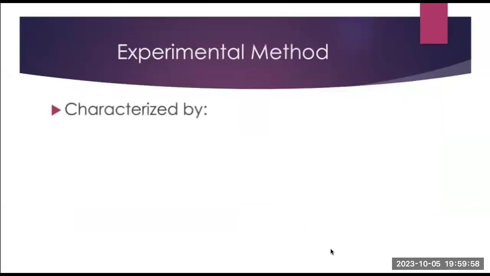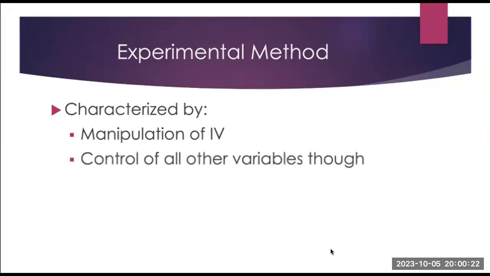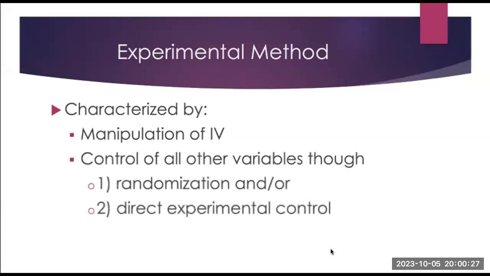Okay, so experimental methods. Well, number one, you want to have manipulation of your independent variable. So if you're looking at a research design and you're trying to determine, is this really an experiment? The first thing you should look for is, are they manipulating anything? If they're manipulating something, there's a good chance that it's an experimental design you're looking at. Are they controlling other variables, either through randomization or direct experimental control?